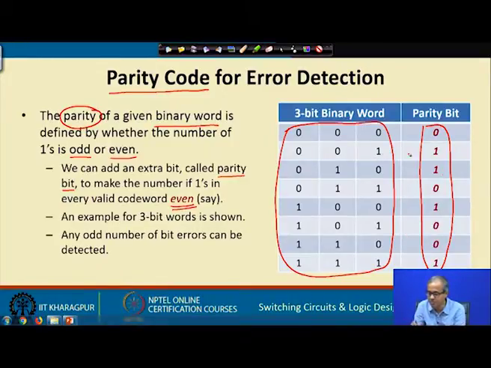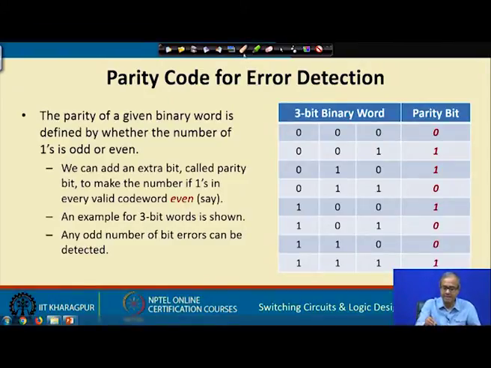001, I add a 1, so that number of ones become 2. 010 again, 011 already it is 2, so I make it 0 even, 111 is 3 and 1 makes 4. So, like this. Parity bit you can define like this: it will be 0 if the number of ones in the binary code word is even, it is 1 if the number of ones is odd. So, this is how you add these parity bits.